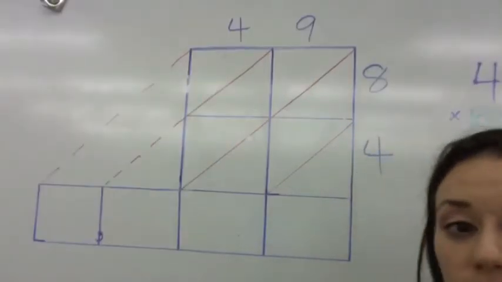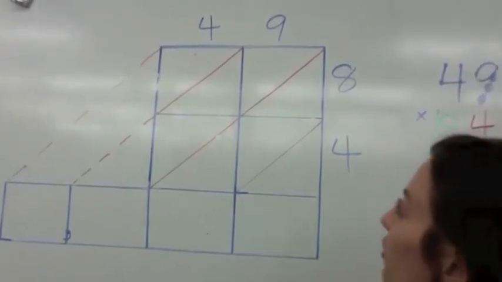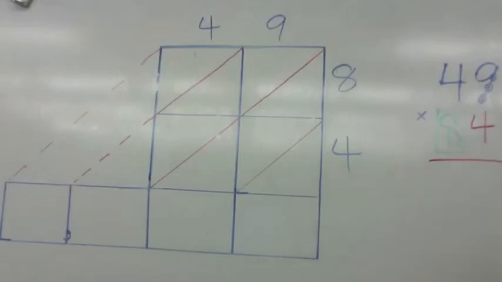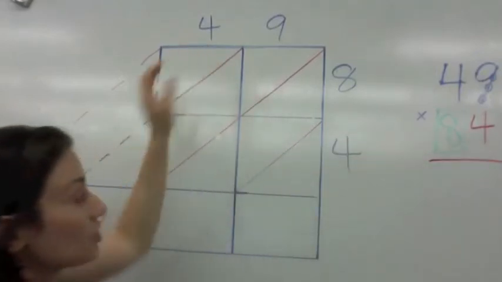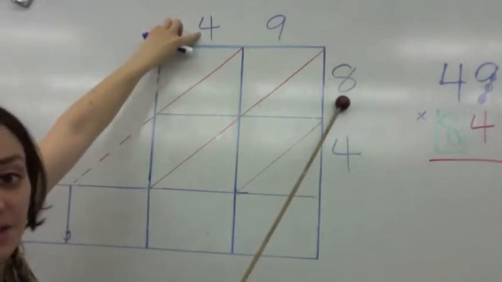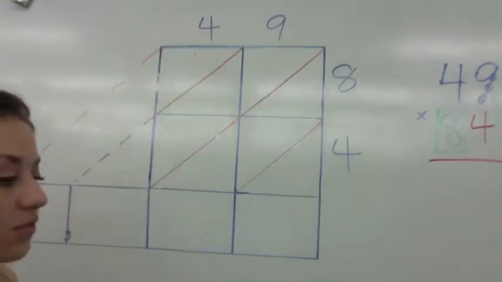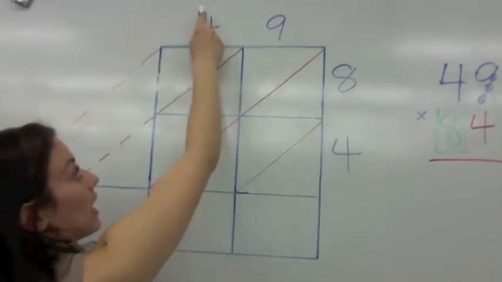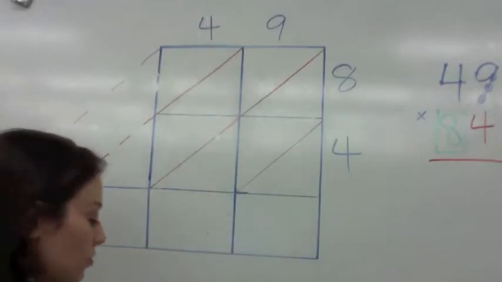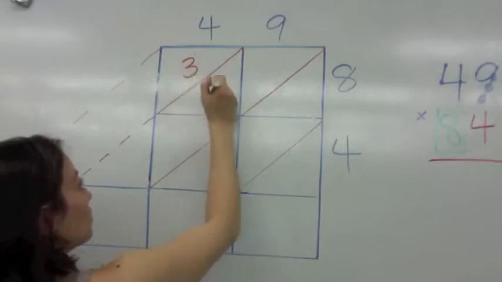Okay, so the next problem says 49 times 84. So we're going to go ahead and start with the box that's on the top left, and we're going to do 4 times 8. What is 4 times 8? It's 8, 16, 24, 32. 32 is 3 tens and 2 ones.